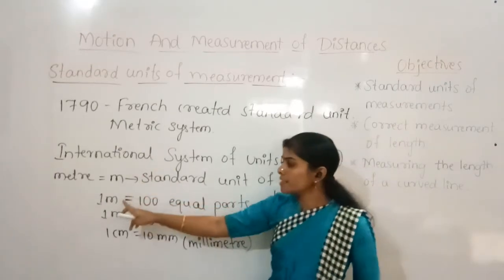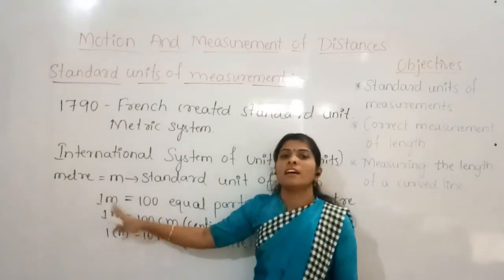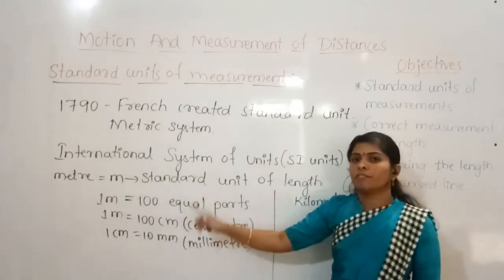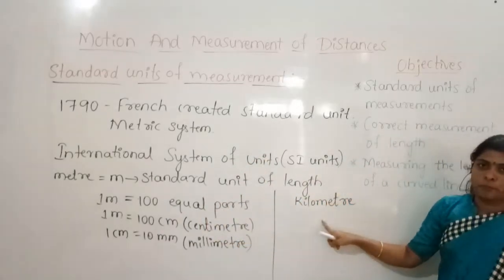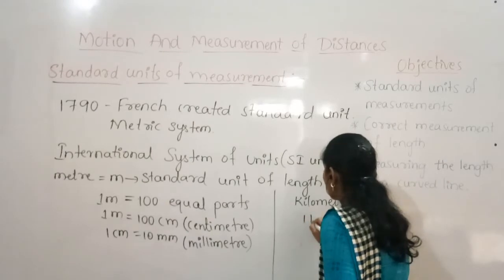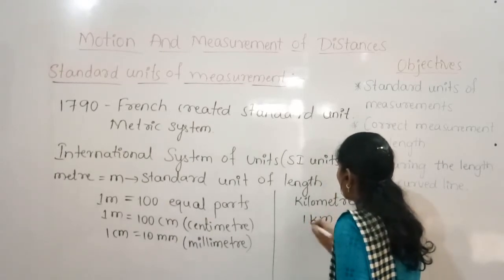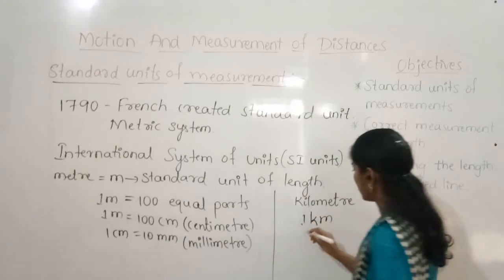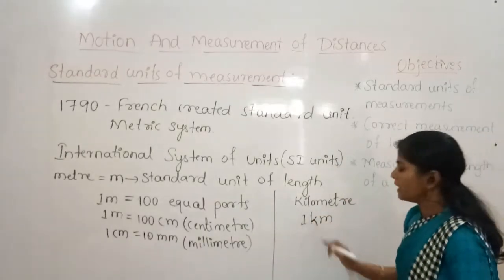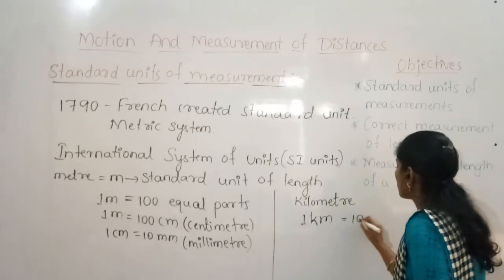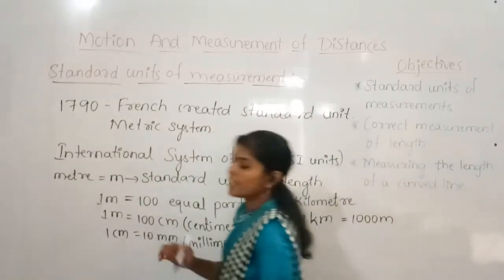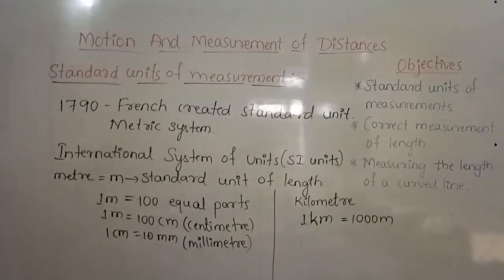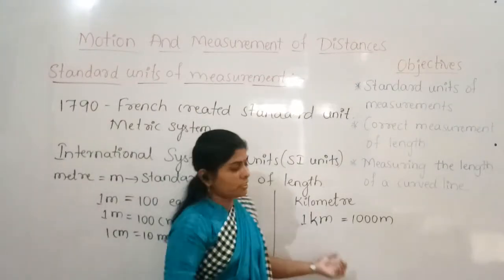Where it is not convenient to measure with the meter scale, we use another larger unit, that is the unit of length, kilometer. And 1 kilometer, we usually mention by small k and m. 1 kilometer is equal to 1000 meter. So 1 kilometer is equal to 1000 meter. So this is how we measure the distances.